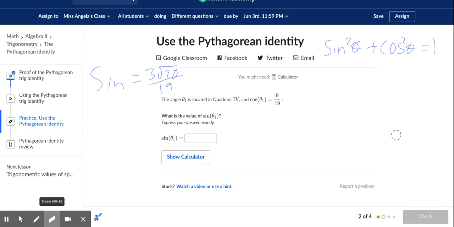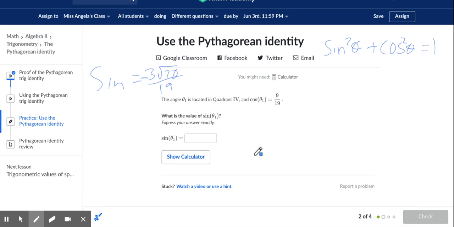Oh, wait, what did I miss? I missed the fact that it's in quadrant 4. Like I said last time, if you have a positive cosine, you could be in quadrant 1 or 4. And in quadrant 4, sine is negative. So we're told we're in quadrant 4, so sine is negative. So if I use the Pythagorean identity, I have to go in at the end and say, oh yeah, what quadrant am I in? Let's make sure my signs are correct.